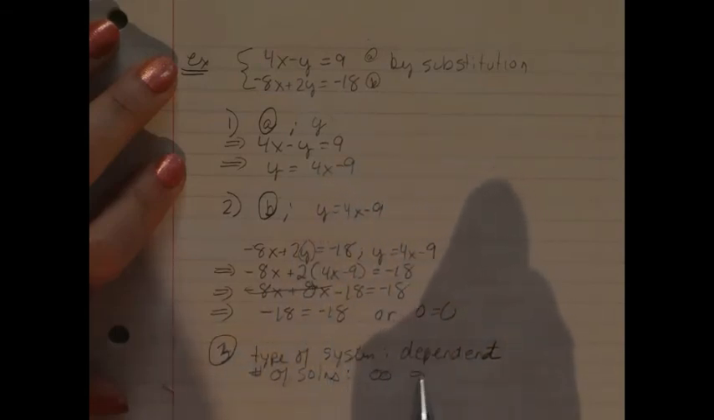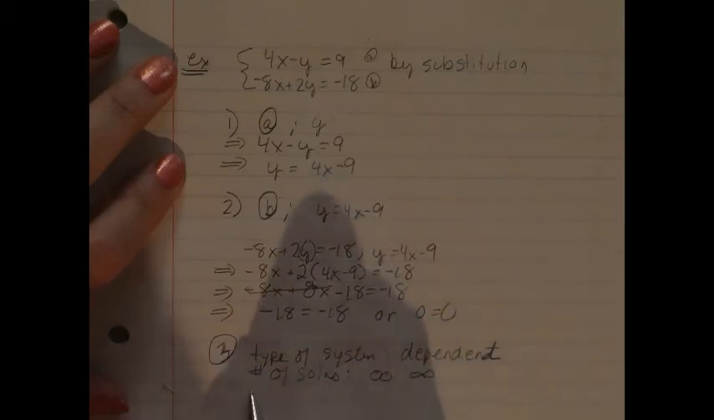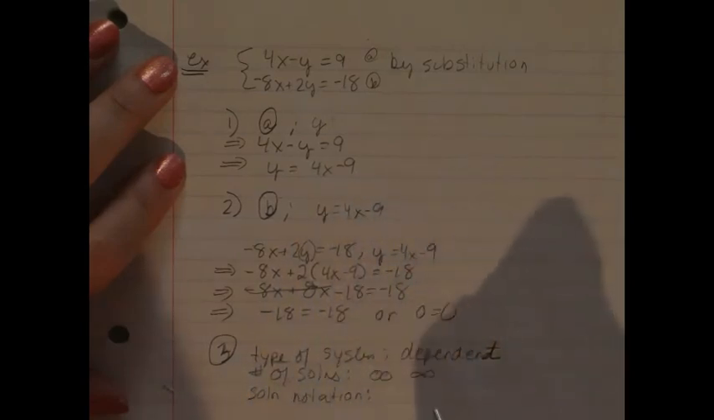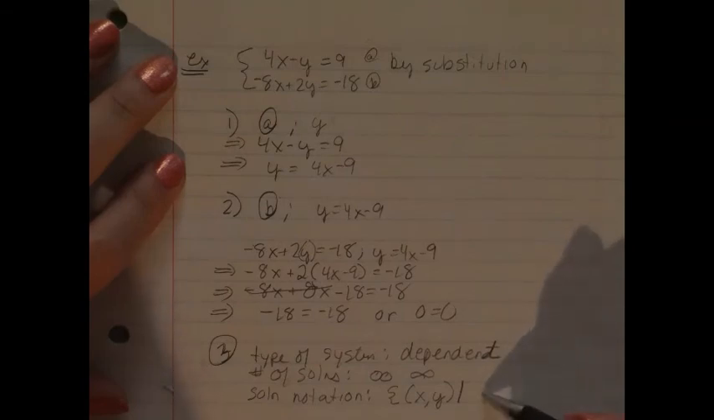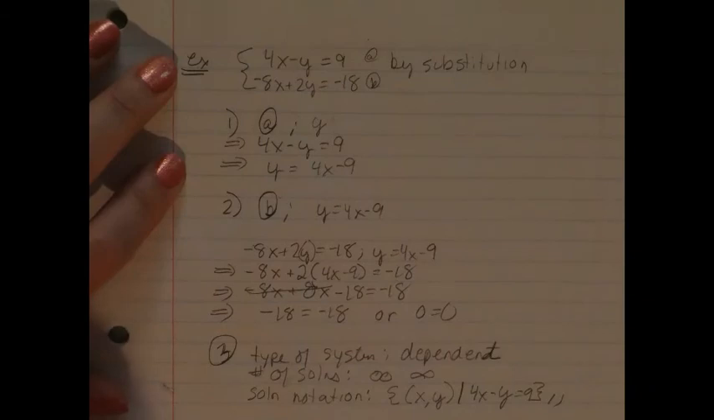You can write it like that. I know a lot of you write it like that. Whichever one you want to use is fine. And the solution notation is going to be the set of points x, y, because we are in 2D, because we only have an x and a y variable, such that, put either equation here. It does not matter. So if you want to put in the first one, it's a little bit easier to write. 4x minus y equals 9, and you are done with this problem. And this is by the substitution method.